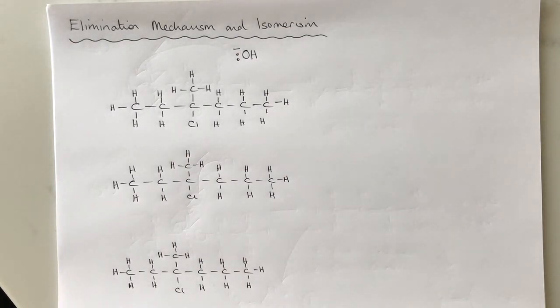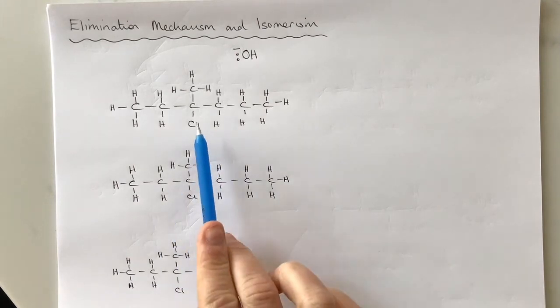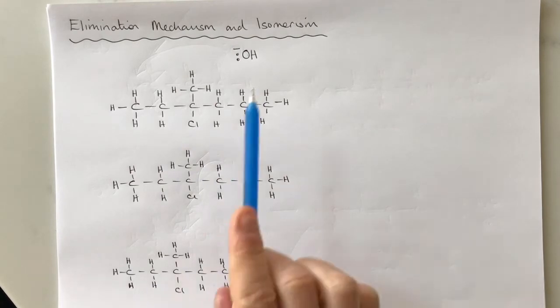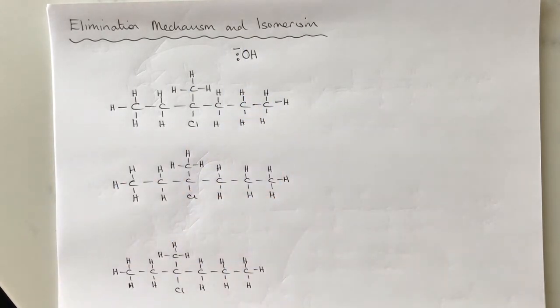What I want you to do is pause the video clip for a moment and think, how many different products could this molecule make? If my hydroxide ion can randomly attack this molecule and carry out an elimination mechanism, how many different products could it form? Pause the video and think.